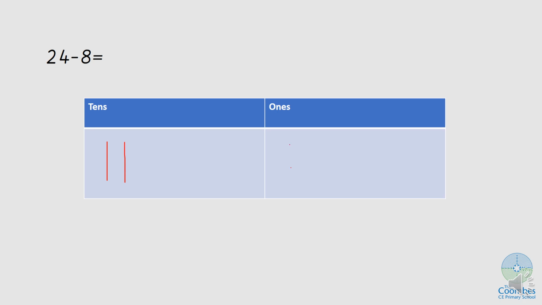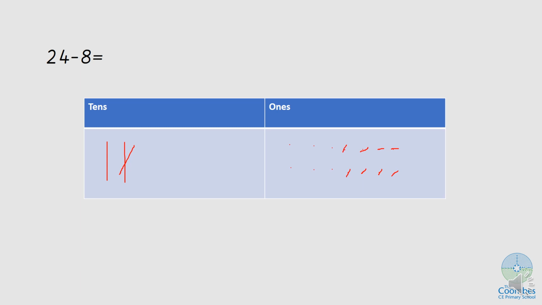1, 2, 3, 4. Now again, we don't have enough 1s there to take away the 8. So we need to exchange 1 10 for 10 1s. We're going to cross out 1 10 and move them over here in 1s. 1, 2, 3, 4, 5, 6, 7, 8, 9, 10. Now we've got enough to take 8 away. 1, 2, 3, 4, 5, 6, 7, 8.